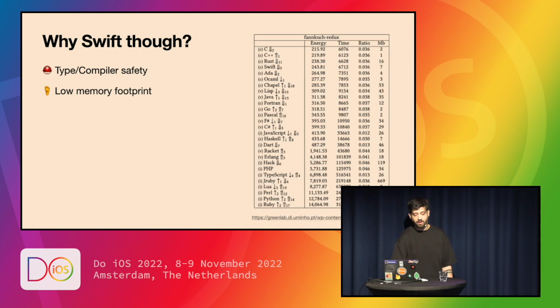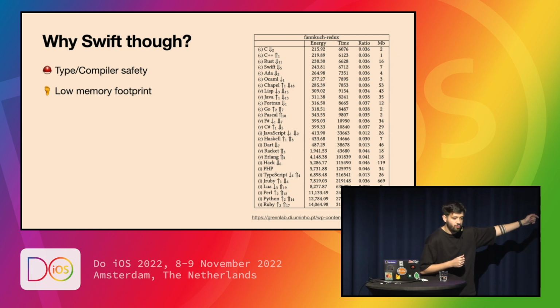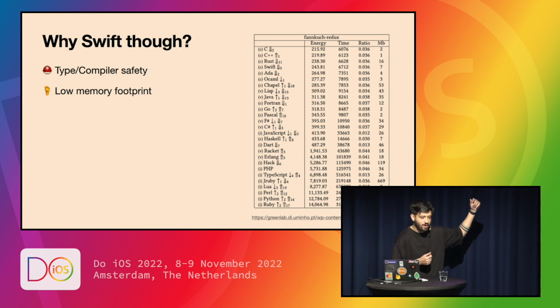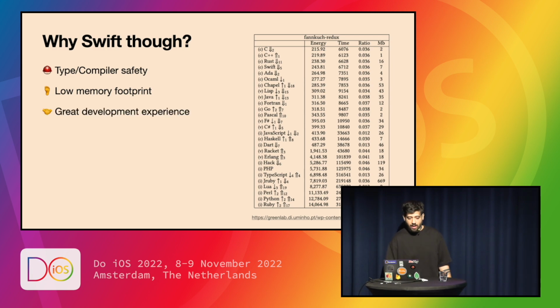There was a study, actually, it was quite interesting, comparing the environmental impact of different programming languages. It basically took an algorithm and benchmarked it across different languages. You can see, at least in this case, Swift ranks quite high, but the alternatives that are usually used for cross-platform tools, such as TypeScript or JavaScript, even Python, rank very, very low, even in memory footprint. It's got a great developer experience.